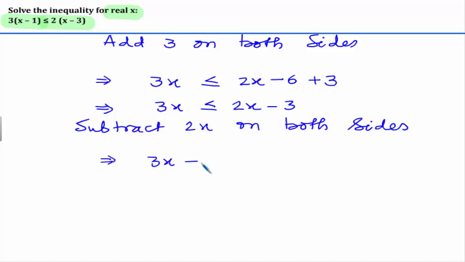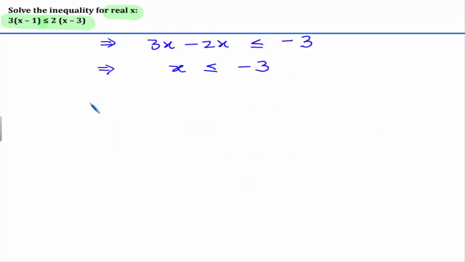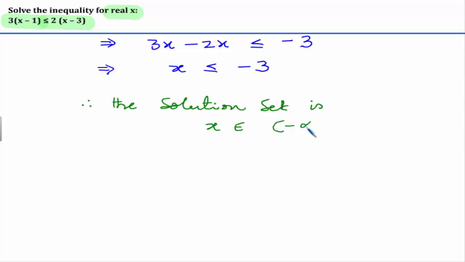You get 3x minus 2x less than or equal to minus 3, and this is x less than or equal to minus 3. Now therefore the solution set is x belongs to minus infinity to minus 3, and it also includes minus 3 here. You can see is equal to here. So therefore it is a right closed set. This is the end of the solution.